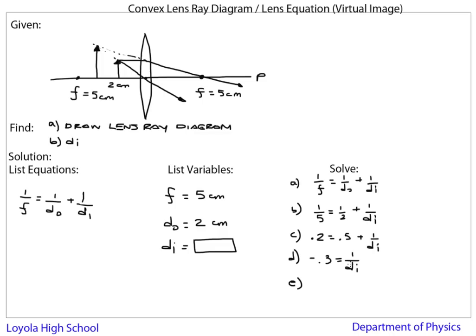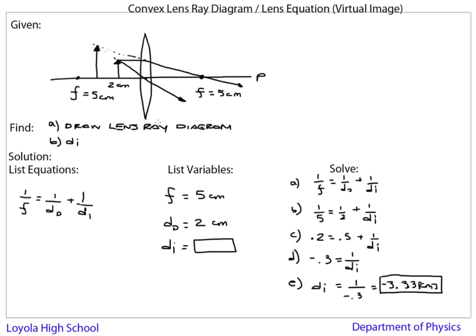And to solve for dI, I cross multiply. So dI is equal to 1 divided by negative 0.3, which is negative 3.33 centimeters, my units. So there's my answer. So what this answer says is that it is 3.3 centimeters from the lens, which looks about right, and it's negative. Negative implying a virtual image, meaning the actual light rays do not meet, but the extensions of them backwards do meet.